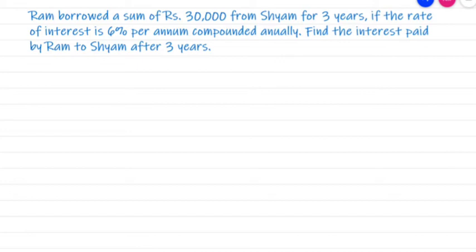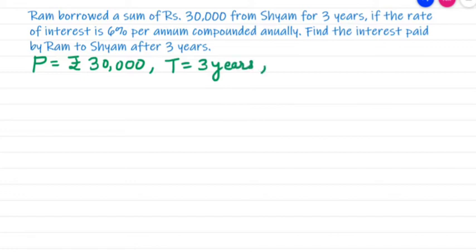Children, first of all, quickly put down what are the important things given here. See here, principal amount is given, rupees 30,000. Time period is 3 years and rate percent is equal to 6.